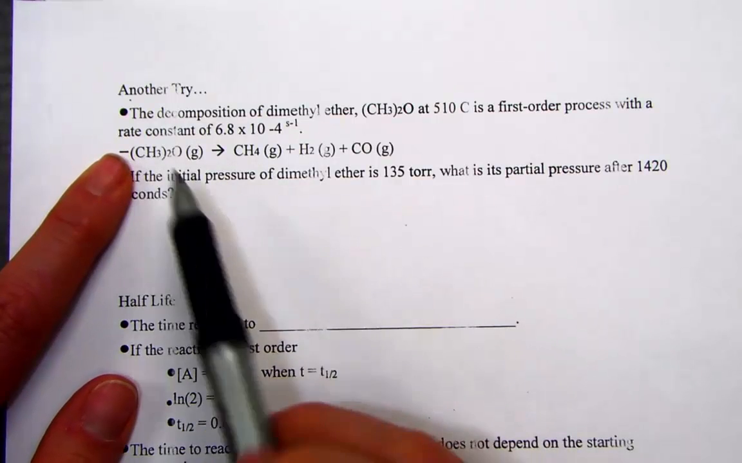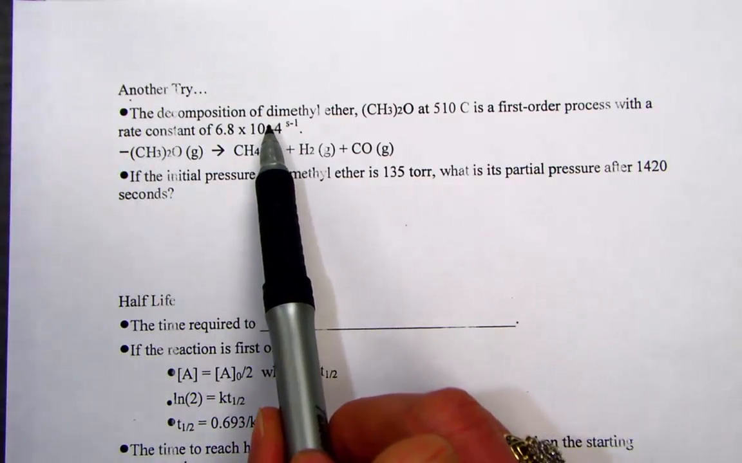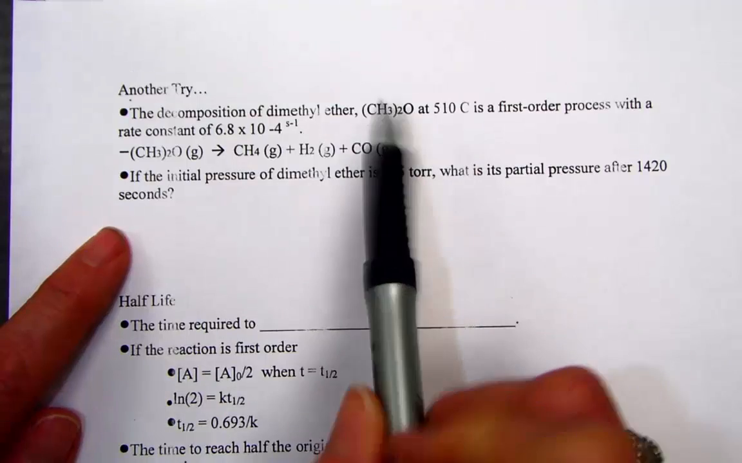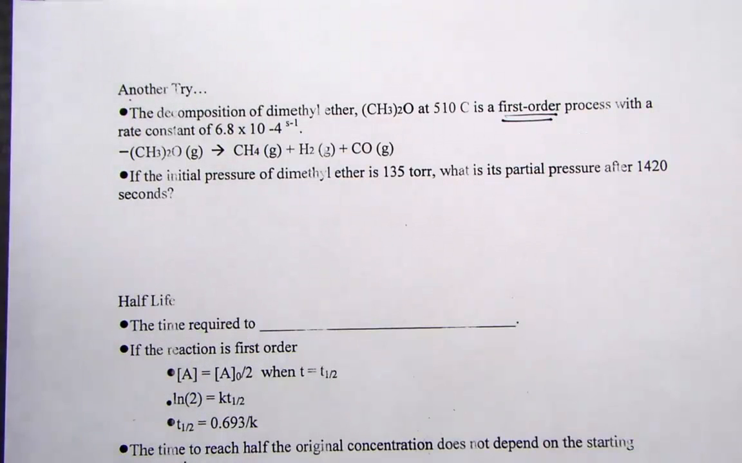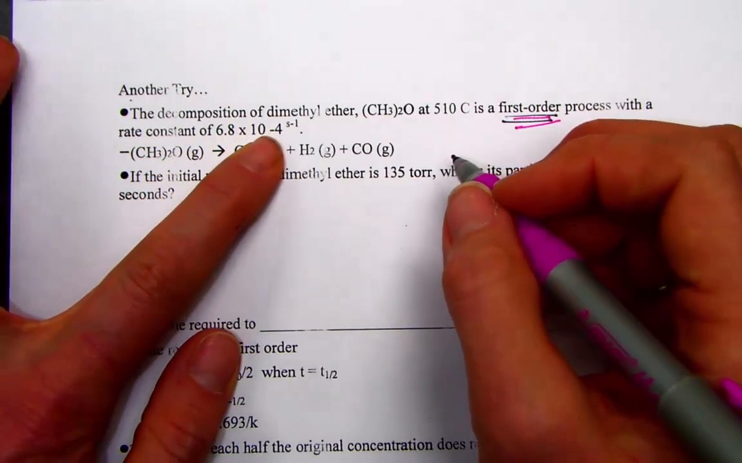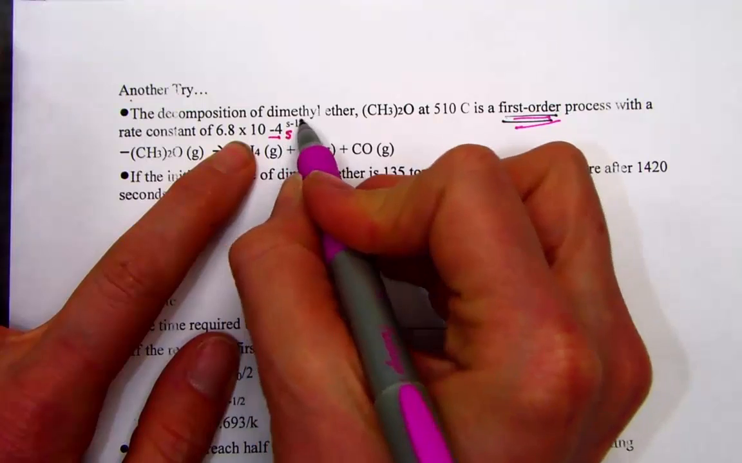Top of page 8 in our notes reads, the decomposition of dimethyl ether, which has a formula CH3 taken twice O at 510 Celsius, is a first order process. It also tells us the rate constant, 6.8 times 10 to the negative 4th per second. I did not mean to superscript the time. That was an error. So let's see what we have. First order tells us, turn your attention to the first order kinetics right here. The rate constant is given as 6.8 times 10 to the negative 4th. That should be superscript. This should be seconds to the negative 1.